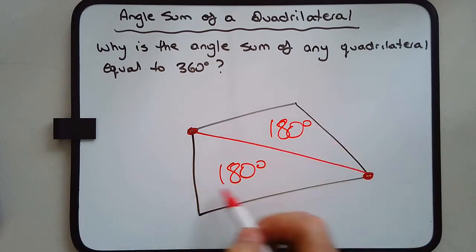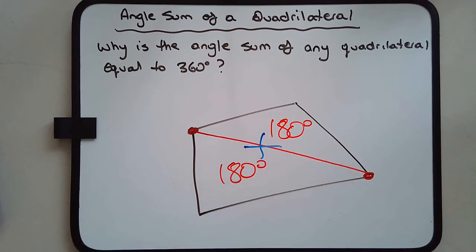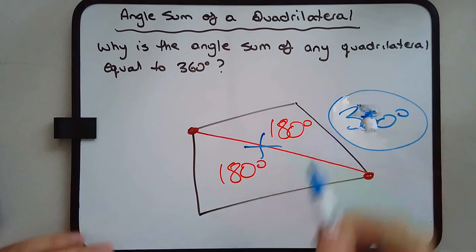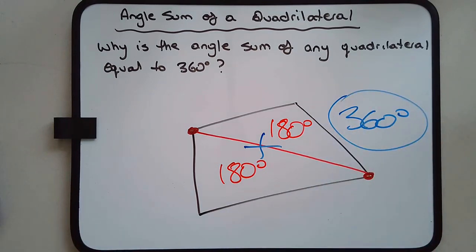So if you add those two together, big plus sign, you're going to get 360 degrees in total. So this holds true whatever quadrilateral you deal with. As long as it's got four sides, it can be divided up into two triangles. Each triangle will have an angle sum of 180 degrees, and double 180 degrees is 360 degrees.